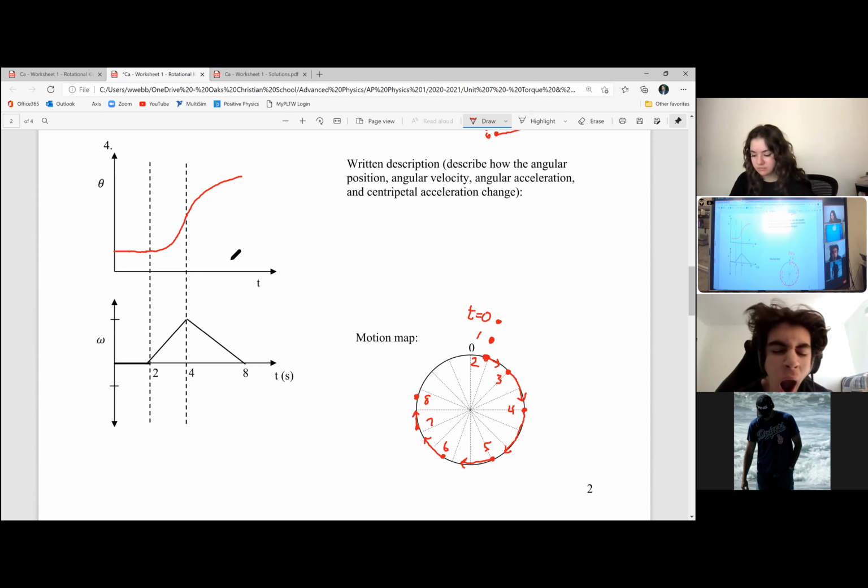So it's not a bad thing to practice, because if you can draw it, then you can for sure interpret it. So questions about this worksheet so far?